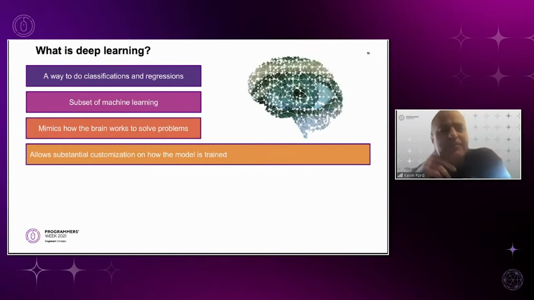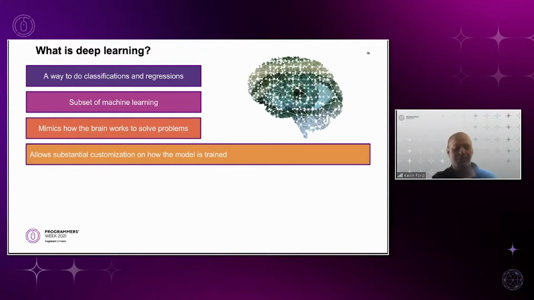So when you think about deep learning, it's a way to do classifications and regressions. There's other ways to do it, but it's something that has really come to the forefront and is used pretty commonly today. And it is a subset of machine learning. It has something called neurons, which are individual calculations it does. Then it passes the result of that calculation to another neuron, to another neuron. This is kind of similar to how our brains process data.